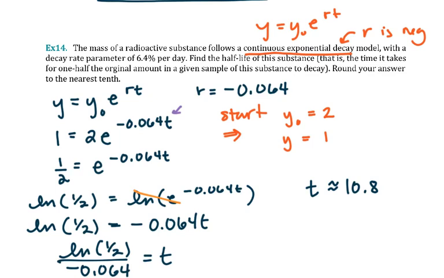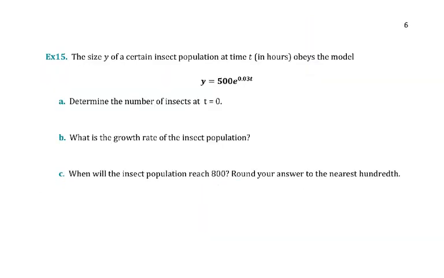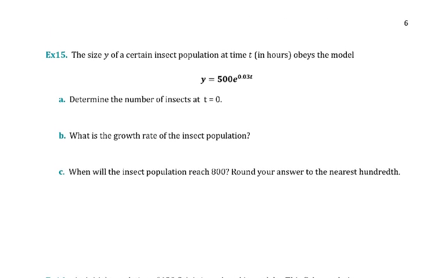Excuse me, I said 10.5. So here we have t equals 10.8 days, and that would be our answer. And we know it is days because the rate says per day.